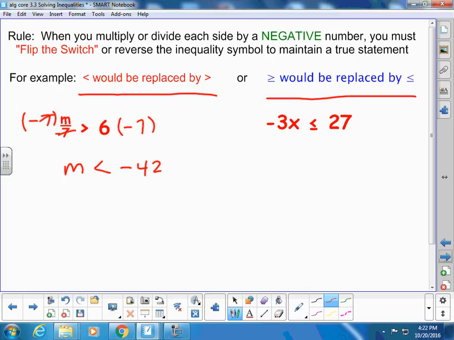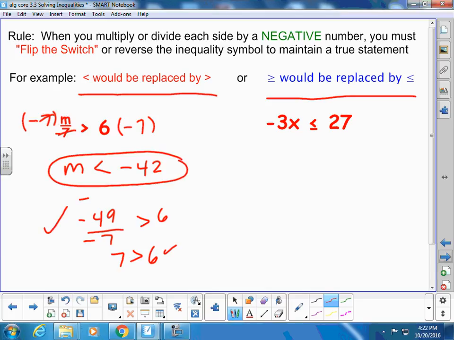Could we check a number to see if it's right? Sure. Let's see. A number less than -42 is -49. That's smaller than -42. So let's try that. -49 over -7. Is that greater than 6? Negative 49 divided by negative 7 is positive 7. 7 is greater than 6, so it does work. So it means our inequality must be true. So this is my answer, and this is my check.